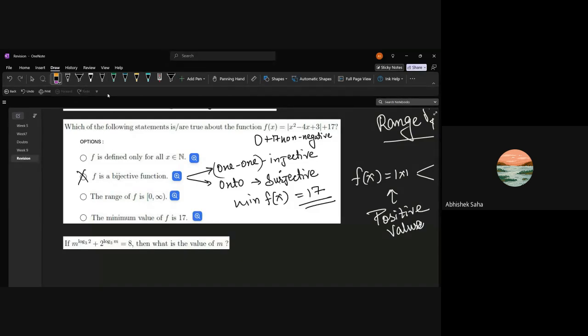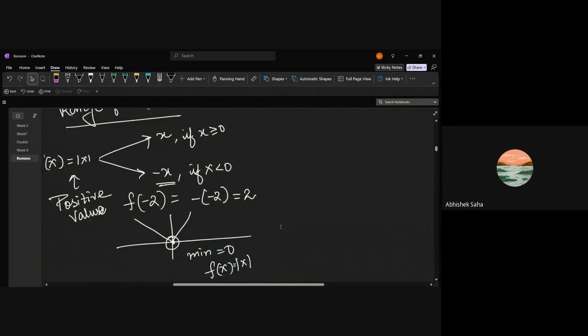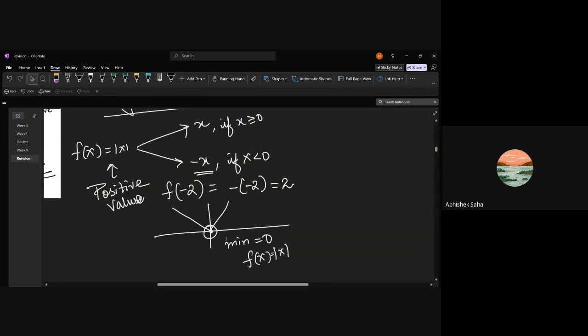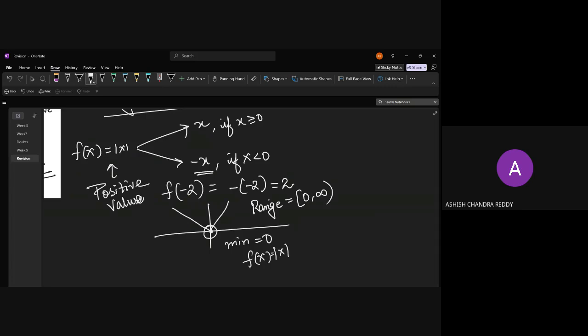First of all, let me give you an example of this. See here, what is the range of this mod function? 0 to infinity. How did you get 0 to infinity? By graph. And you can also see that this value is always non-negative. Yes, sir.